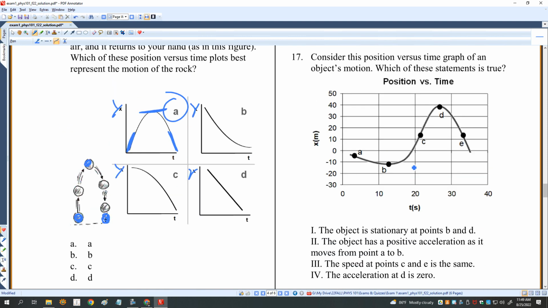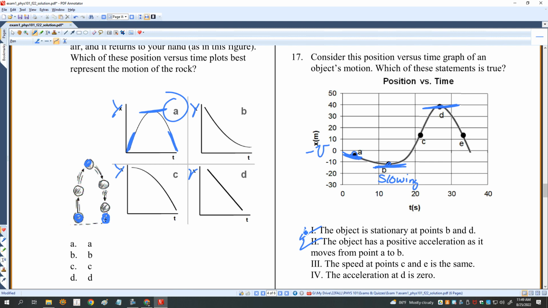So this position versus time graph, which of these statements is true? Is it stationary at point B and D? It is. Notice the slope of the tangent line there is 0. Has a positive acceleration as it moves from A to B. So here it has a negative velocity and it's slowing as it moves from point A to point B. That means it has a positive acceleration. So yes, that is true.